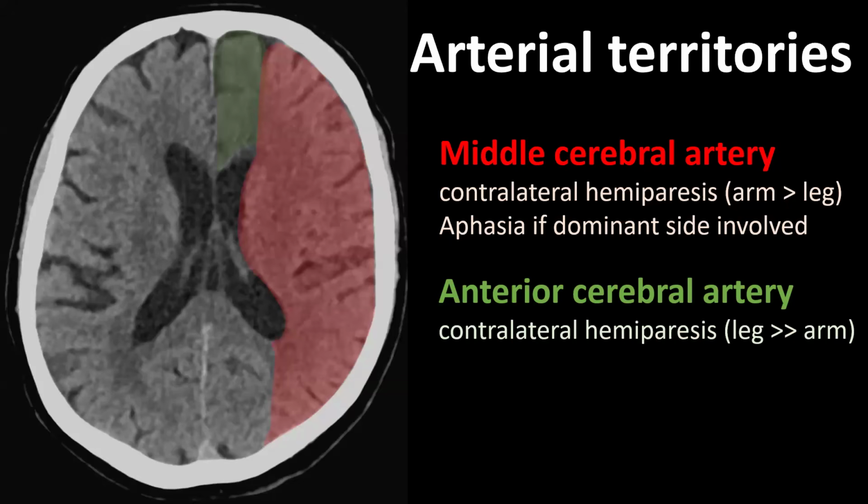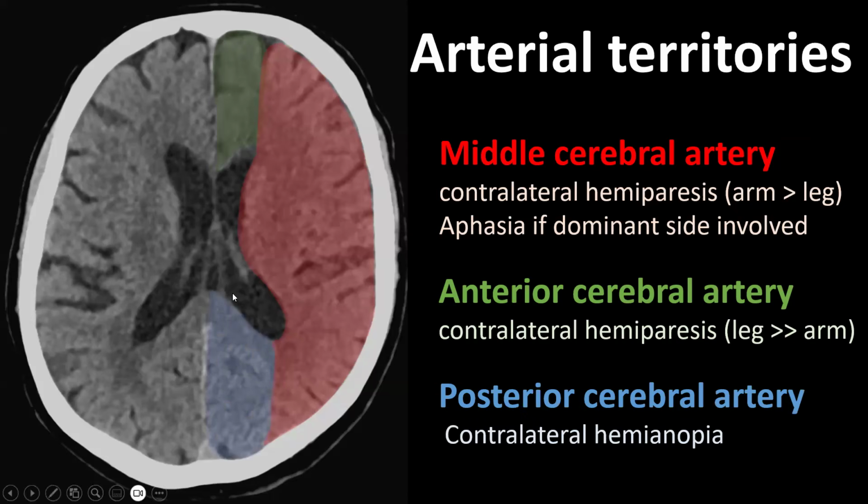The anterior cerebral artery territory is located anteriorly along the medial surface of the cerebral hemisphere, and a stroke in that territory can lead to a contralateral hemiparesis with the leg more involved than the arm.